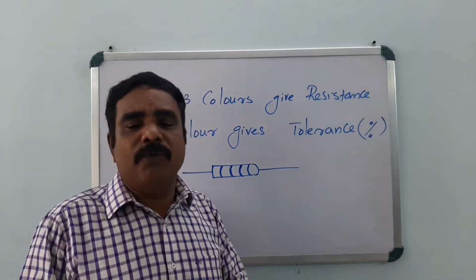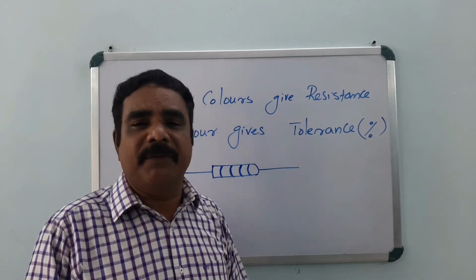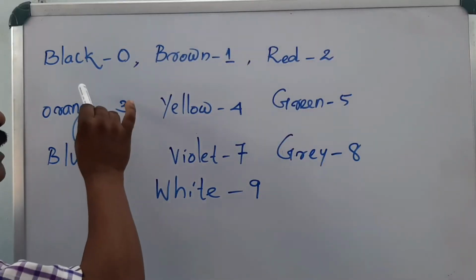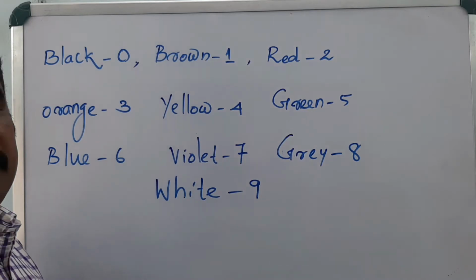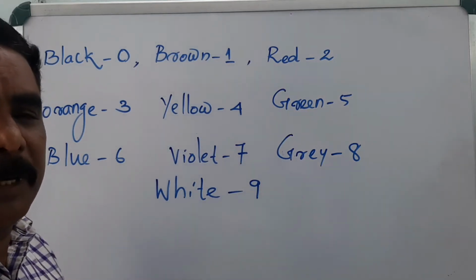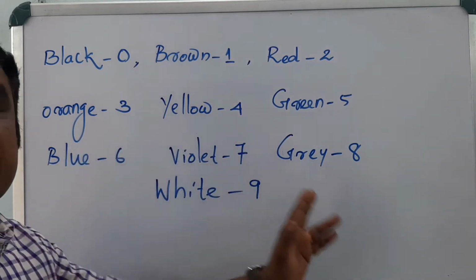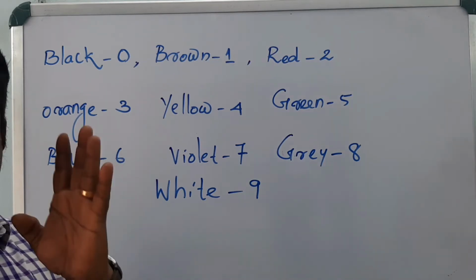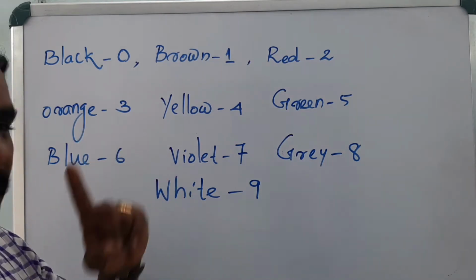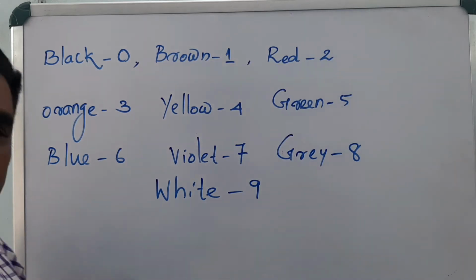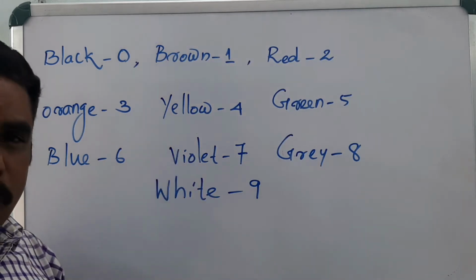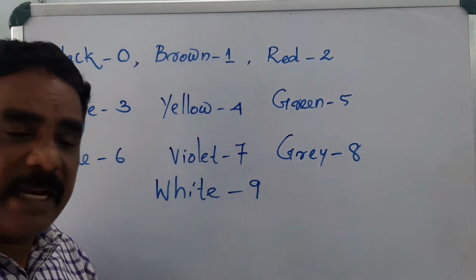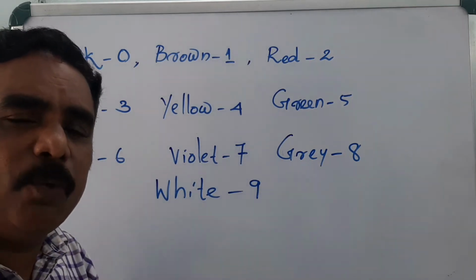Now let us think of what digits are associated with the first 3 colors. Those 3 colors may be any 3 among these 9 colors. Black is with a 0 value, brown 1, red 2, orange 3, yellow 4, green 5, blue 6, violet 7, grey 8 and finally white 9.